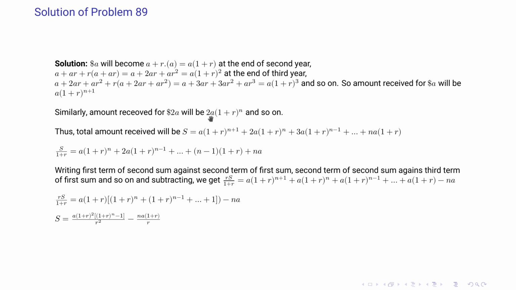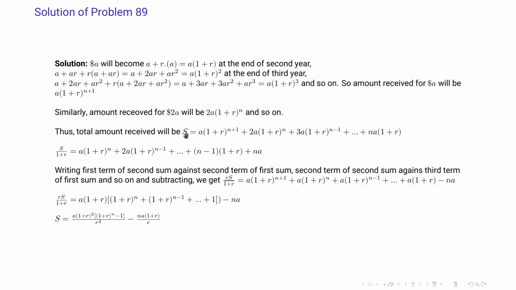Now 2a is invested at the end of second year. So a will become 2a, but n plus 1 will become n. So the amount received for 2a dollars would be 2a into (1 plus r) to the power n. And for 3a it would be 3a into (1 plus r) to the power n minus 1, and so on. For the amount na invested at the end of nth year, we will have only 1 year. This would be na into (1 plus r).